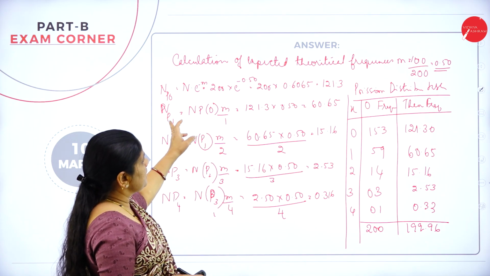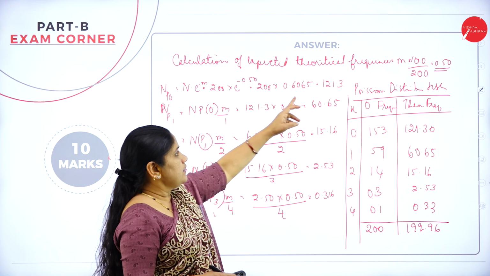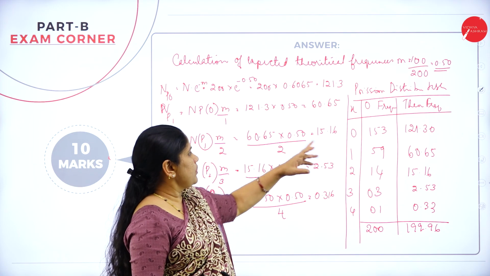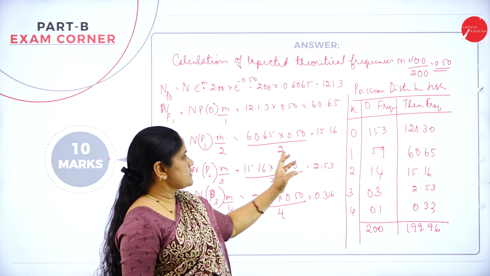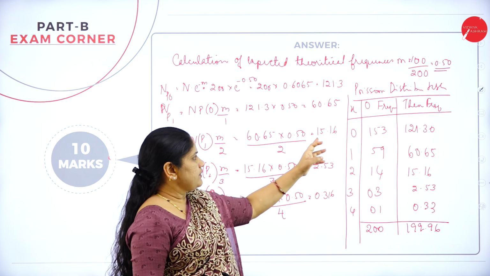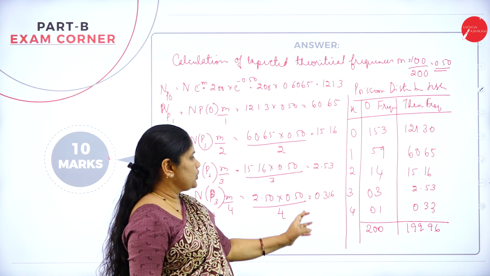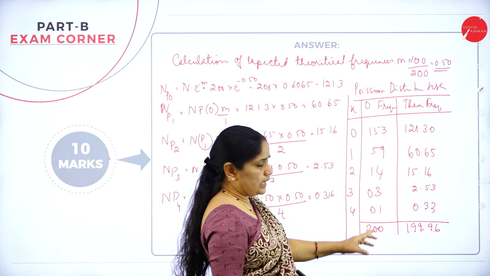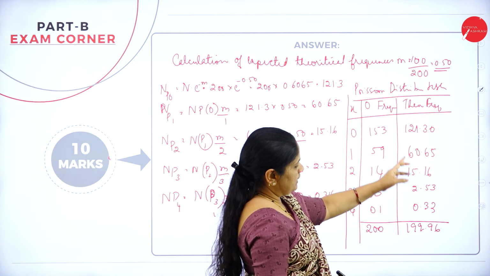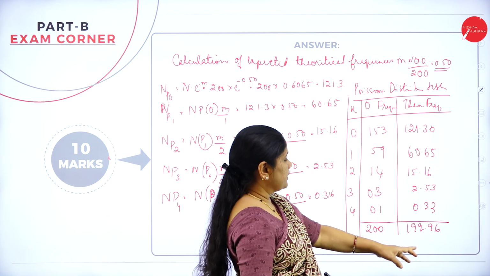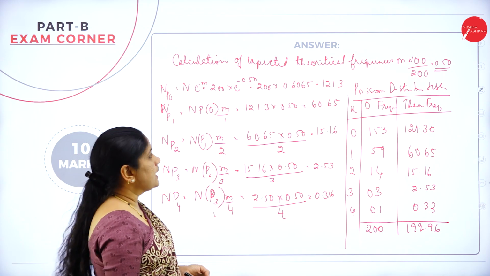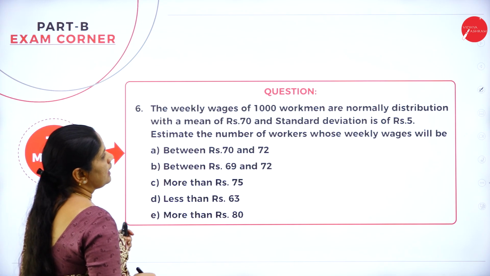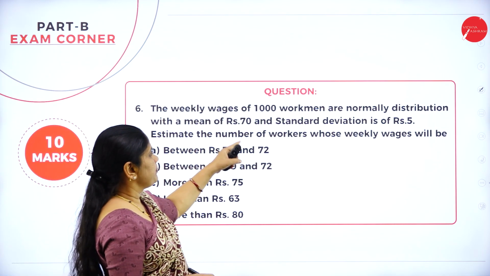Now the probability of getting 1 will be equal to the previous result into 0.50, I get 60.65. Then again 60.65 into 0.50 divided by 2, I get 15.6, then again 2.53, then 0.316. So when I add all the observed frequencies, I get 200. When I add all the theoretical frequencies, I get 199.96.